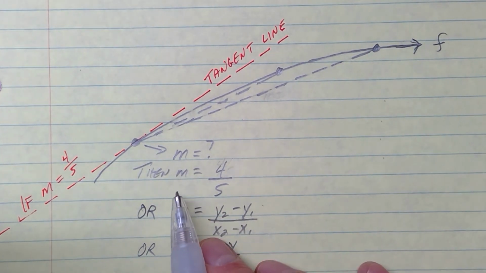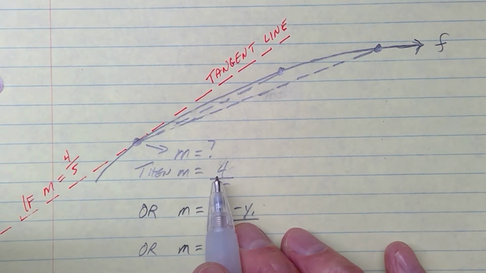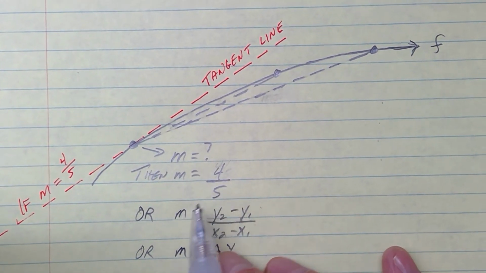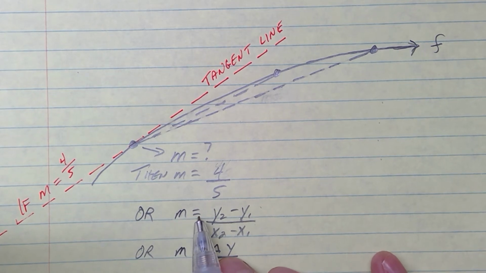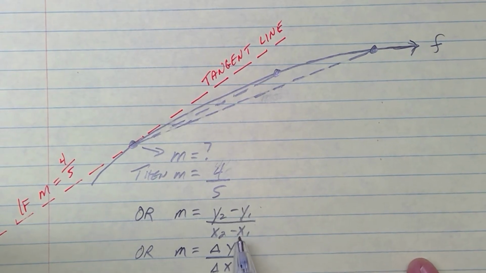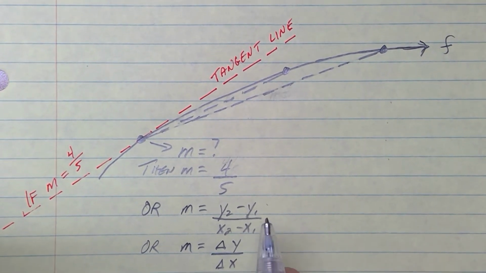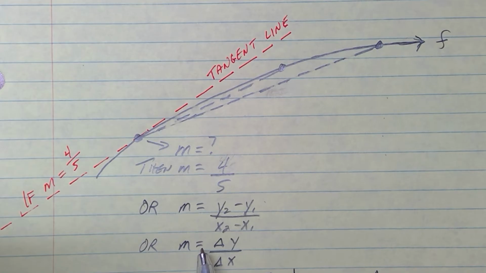Now, there are lots of ways of saying this. If I say the slope is up 4/5, or I could say the slope is, subtract the y's divided by subtract the x's. That's rise over run that you learned in junior high. Or a shorter way of writing slope is the change in y. That's delta.